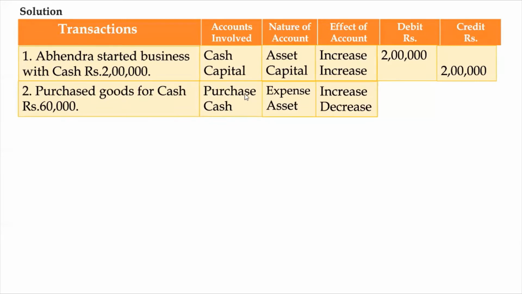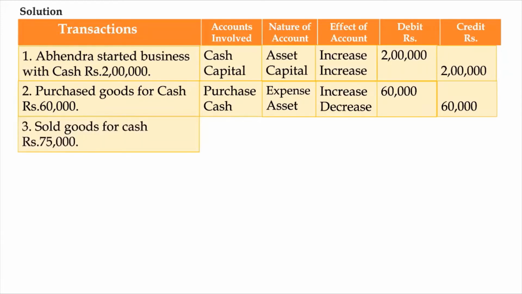Okay. Purchase is what? Purchase is expense, and expense are increasing according to this transaction. Likewise, cash, that is an asset, and asset is decreasing. So when expenses are increasing, we'll write on the debit side, and when assets are decreasing, we will write it on the credit side with that amount. Now let's see the third transaction. Sold goods for cash rupees 75,000.